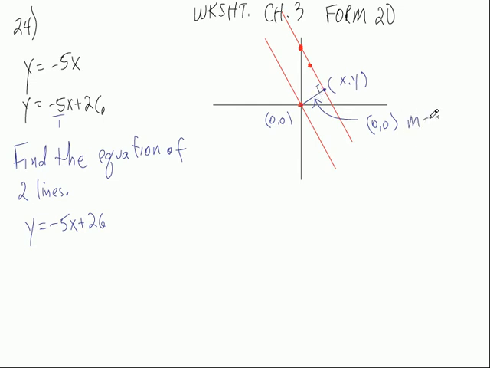Now, did you have to do a whole bunch of math to figure that out? Did you need a calculator? No. What did you do? You look, they're perpendicular, like Travis said. They're perpendicular. So the slope of this line right here is -5.